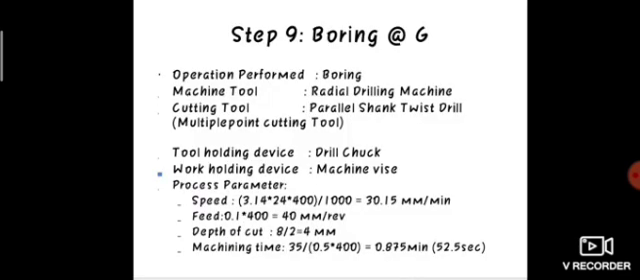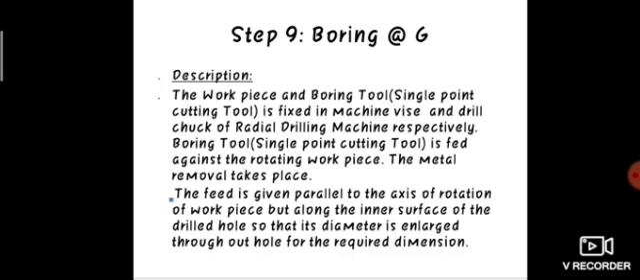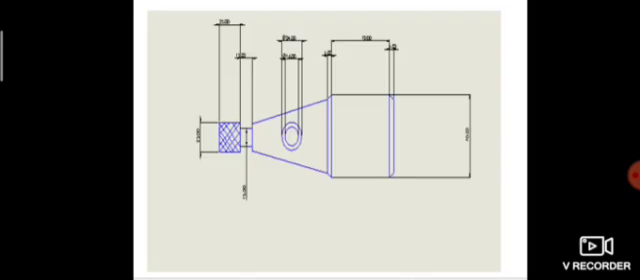Step 9, boring at the section G. The boring is done to increase the diameter. The operation is boring. The machine tool is radial drilling machine. Tool is parallel shank twist drill. Work holding device is drill chuck. Tool holding device is machine vise. Process parameters are feed, speed, depth of cut. Machining time is 0.87 minute. The description is same as drilling. The boring is done to increase the width from 16 mm to 24 mm.